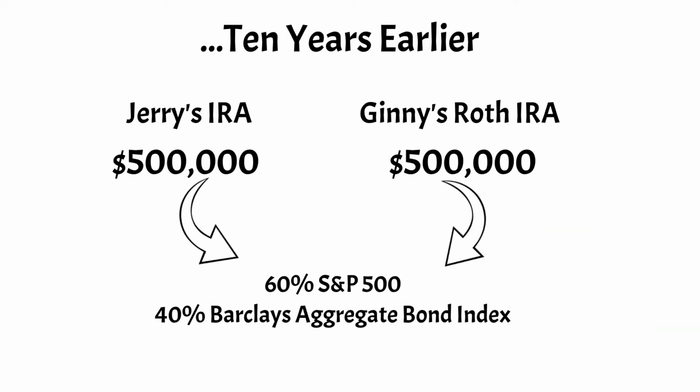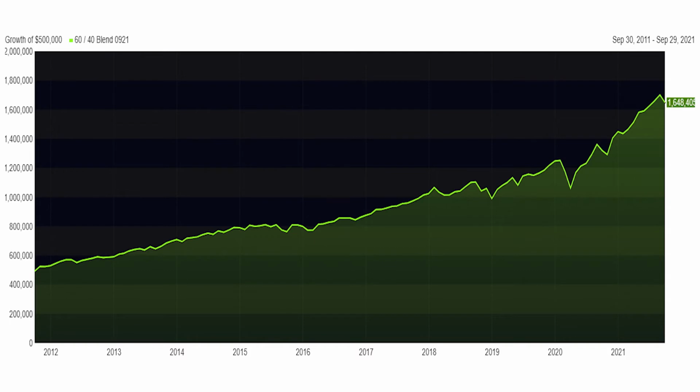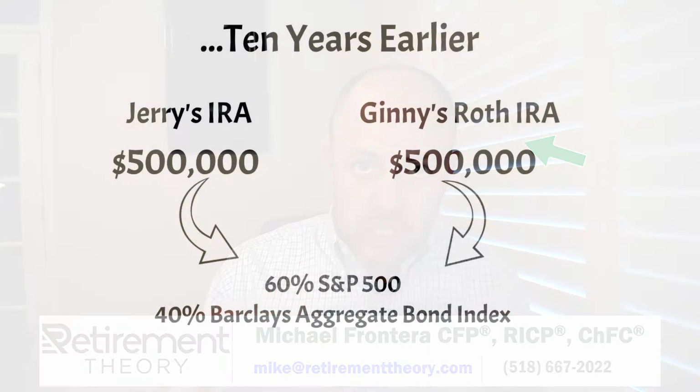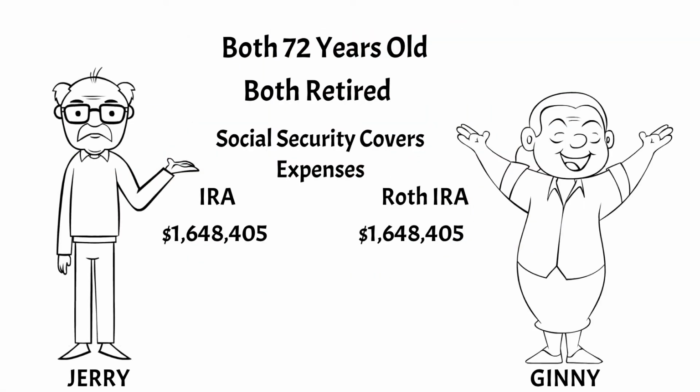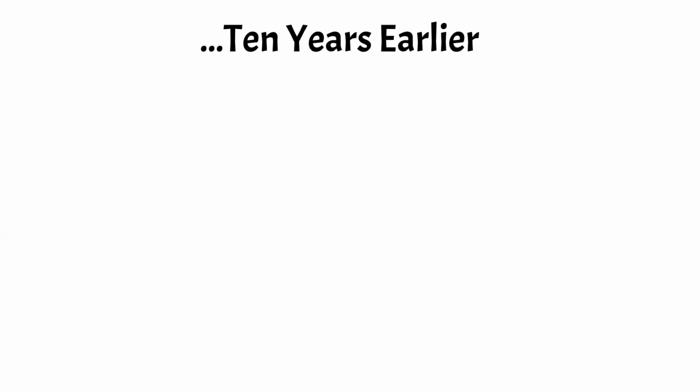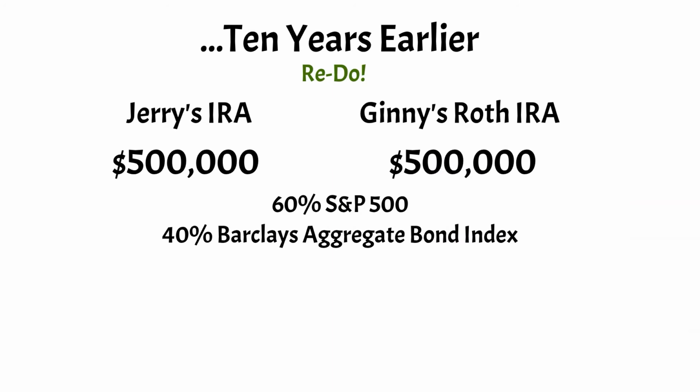Now, over these 10 years, both accounts have grown to over $1.6 million for a total between the two of them of just about $3.3 million. Remember, Jerry is 72, so he will need to take required withdrawals on his IRA account. Ginny doesn't have to. Now, assuming the year ended with the same exact values, Jerry's age 72 required minimum distribution would be $64,391.